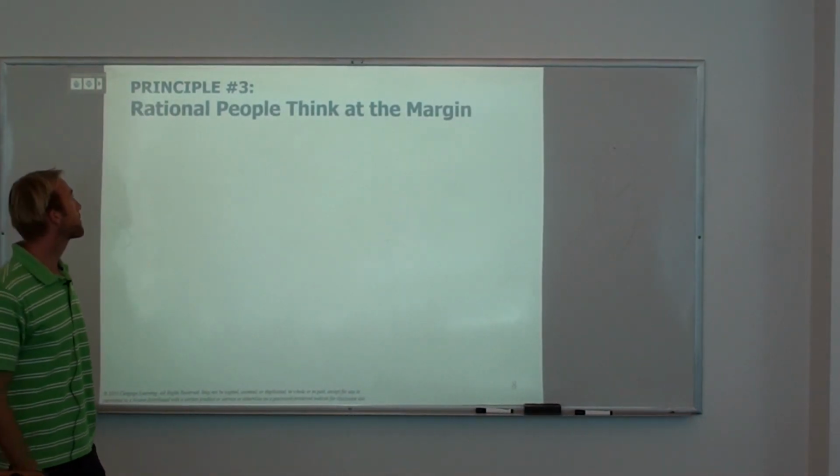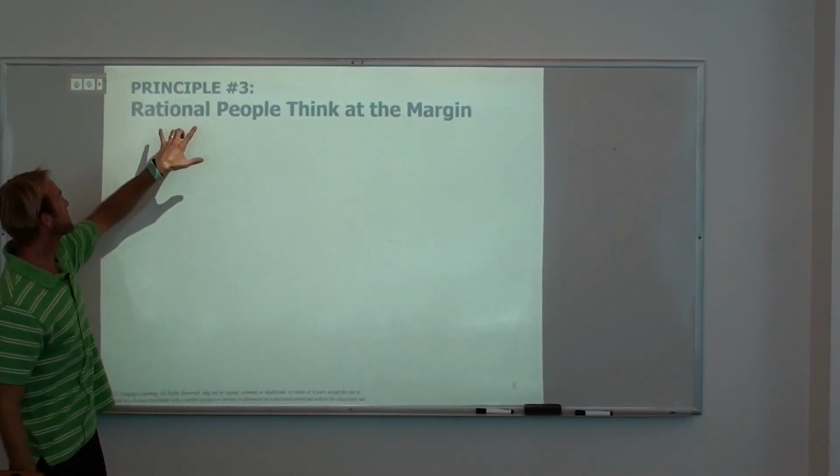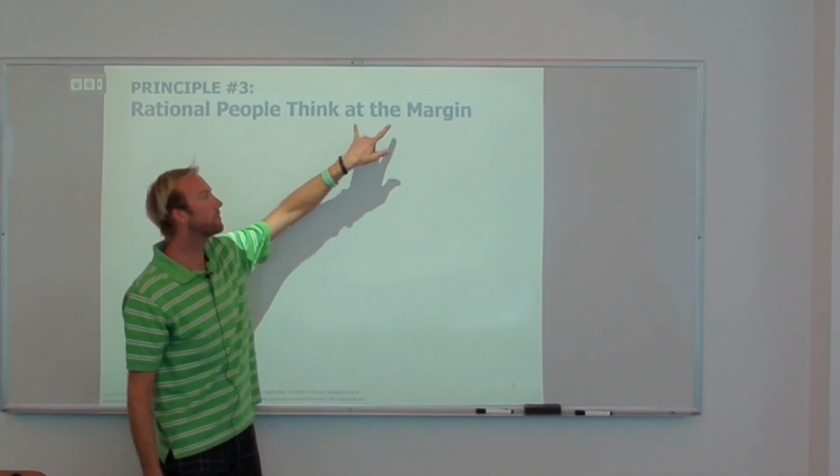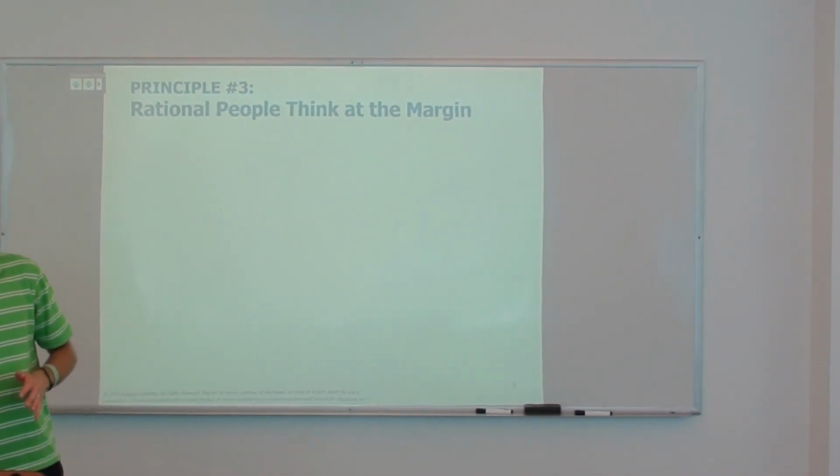Principle number 3. Rational people think in the margin. We got to define some stuff. First, we got to define rational people, and we probably should define what the heck is thinking in the margin, too. So, rational people.